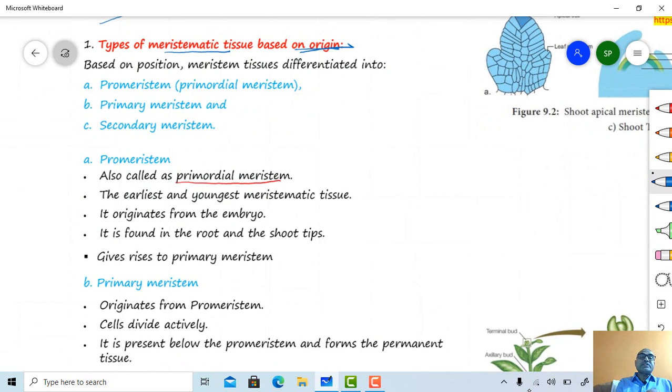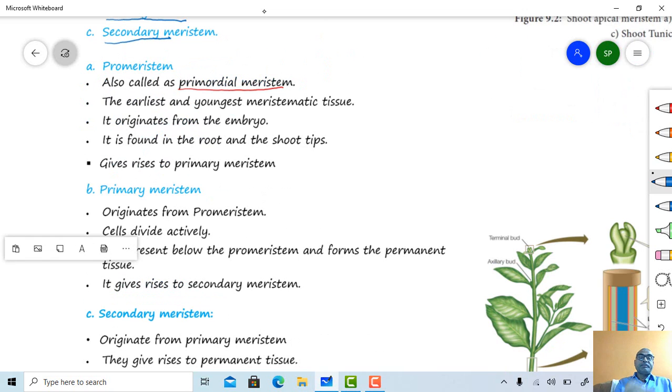Based on origin, meristematic tissue is differentiated into three types. First one is the promeristem, then the primary meristem, and the third one is the secondary meristem. Promeristem, primary meristem, and secondary meristem, these are the three types of meristematic tissue based on the origin. Okay, just see about the promeristem.